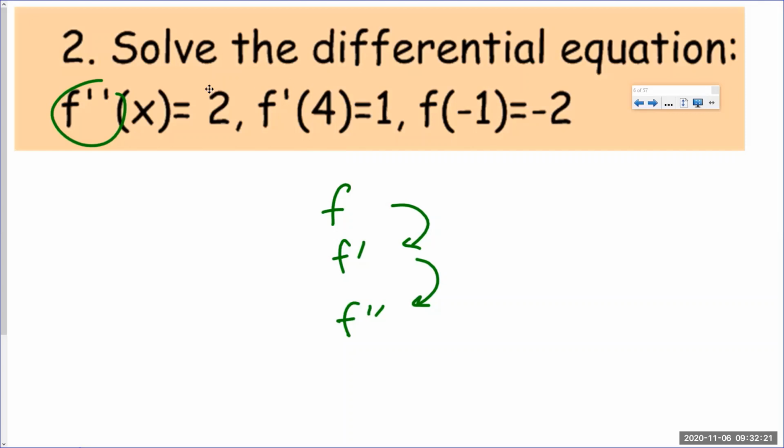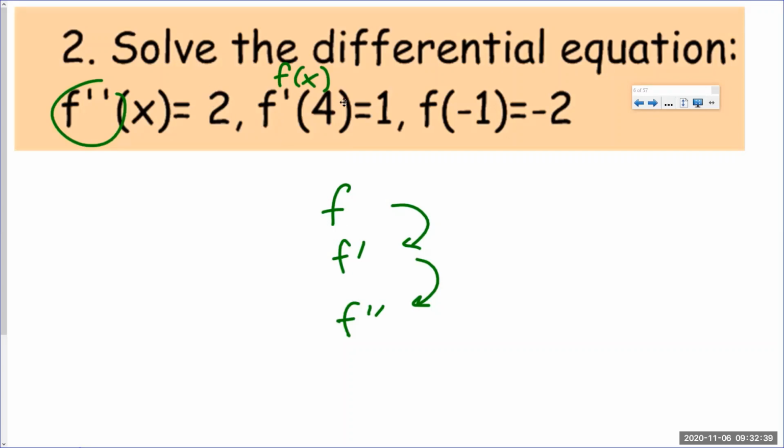Up here, if it says solve the differential equation, what is my goal? What am I trying to find? My answer. How do I know when I'm done? F of x. Does that make sense? You're trying to find f of x. Okay, you need to know what you're trying to find.